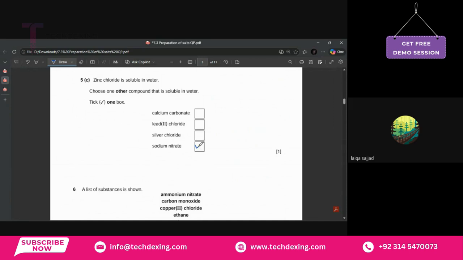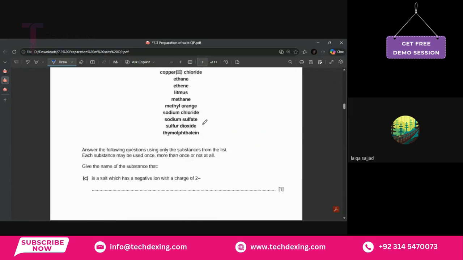Calcium carbonate is insoluble because we know that carbonates are generally insoluble. Lead chloride is also insoluble, and this is an exception to the chloride solubility rule, because most of the chlorides are soluble, but lead chloride is one of the exceptions. And silver chloride is also an exception, because mostly the chlorides are soluble. So nitrate is the one which is soluble in water.